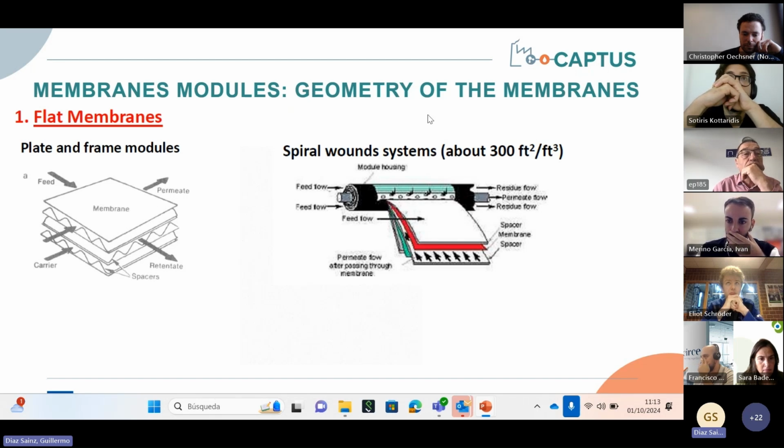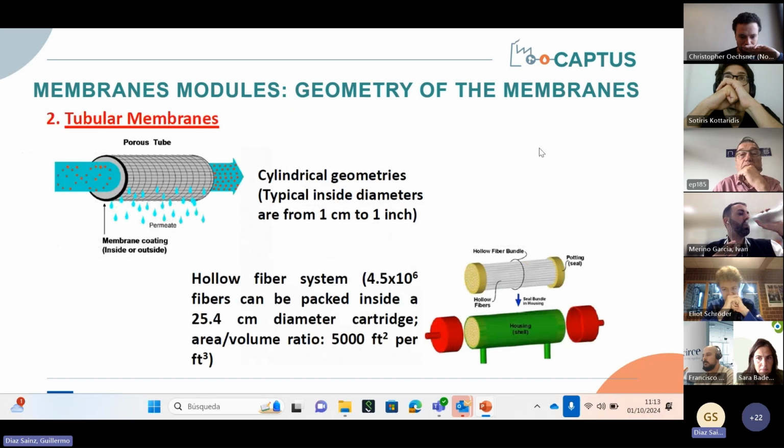About the second configuration, maybe the most typical one, is the spiral wound system. In this case, the membranes are wrapped around a central tube in a spiral configuration with feed spaces and permeate channels. Here, the most important advantage in comparison with the plate and frame modules is the high surface area to volume ratio, which is one of the most important parameters that we have to follow in this application. And about the tubular membranes, well, we have a typical tubular membrane, and maybe the most promising configuration is the hollow fiber membrane. That is the second figure.